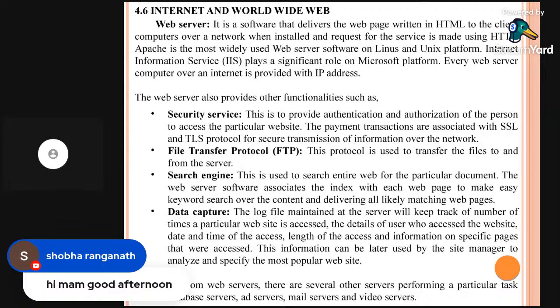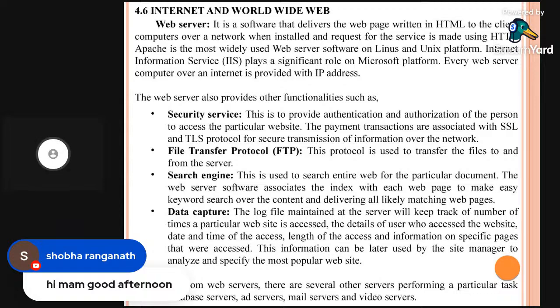Here, security services indicate providing authentication and authorization of the persons who are accessing the particular websites. Then file transfer protocol indicates transfer of files to and from the server. Search engines indicate searching the web for a particular document. Web server software associates an index with each web page to make keyword search over the content easy and deliver all the matching web pages.